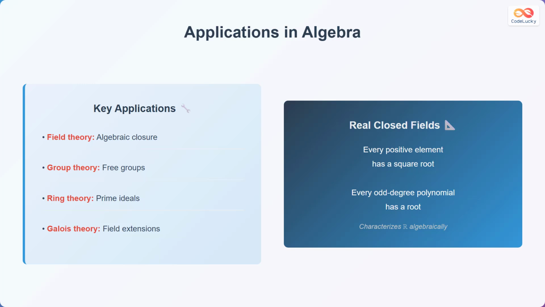Model theory has key applications in various areas of algebra, including field theory, group theory, ring theory, and Galois theory. For example, consider real closed fields where every positive element has a square root and every odd-degree polynomial has a root. This characterizes the real numbers algebraically.